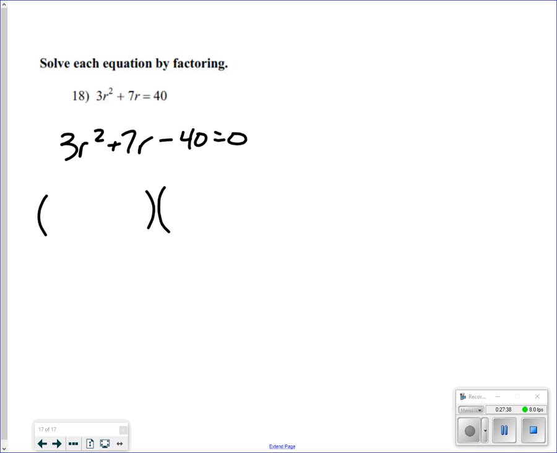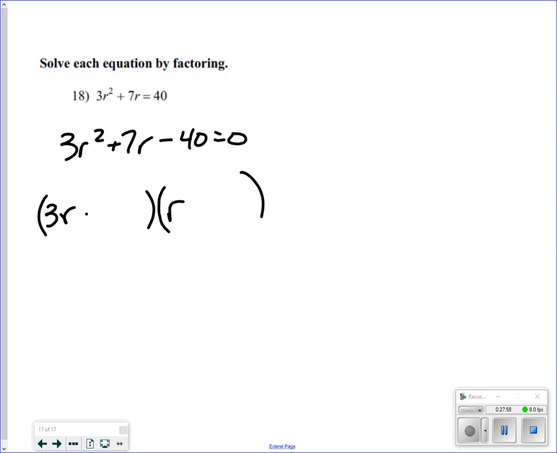Factors of 3r squared would be 3r and r. Factors of negative 40 now, and that's a little bit harder because there's lots of different ways to get 40. 1 and 40, 2 and 20, 4 and 10, 5 and 8. So let's go with 5 and 8.